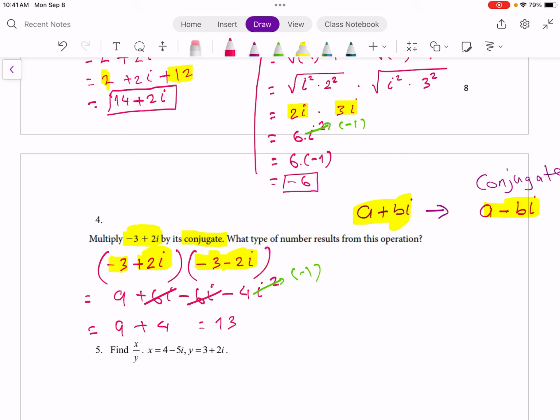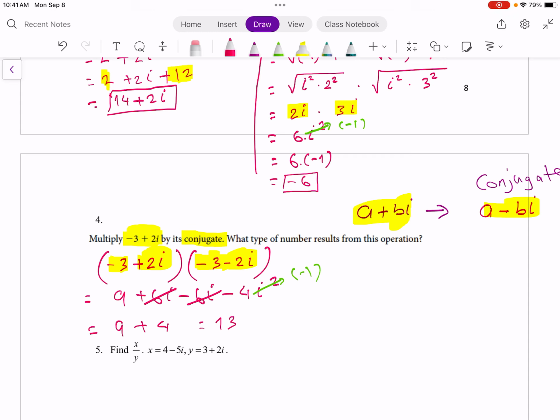Okay. Now, if we have negative i and we multiply negative i by its conjugate, what real number do we get? So we have negative i as a number, a complex or imaginary number. We multiply by its conjugate. So what is the conjugate of negative i? Positive i. Now let's multiply negative i and positive i. That is negative i times positive i is negative i square, right?